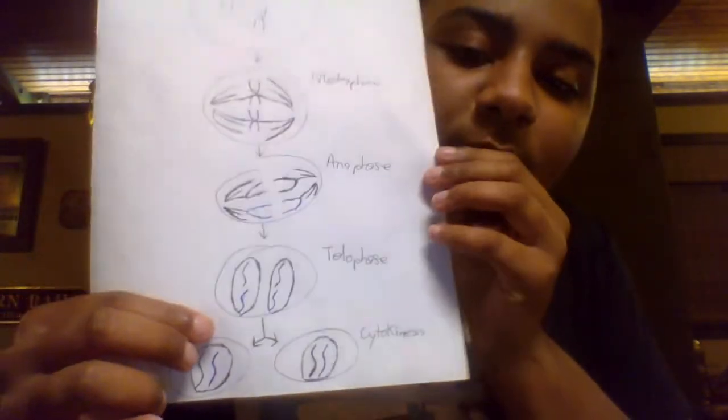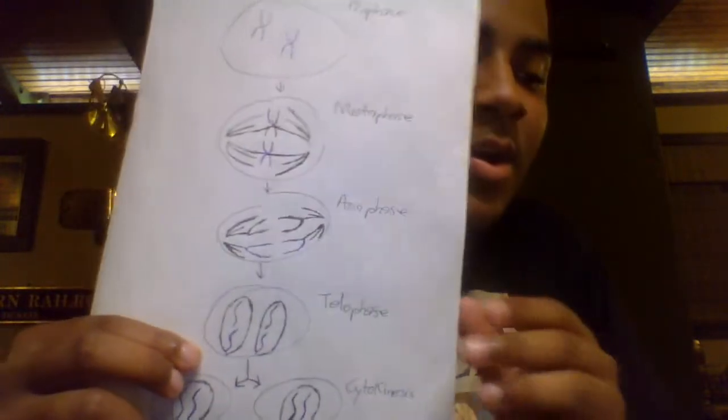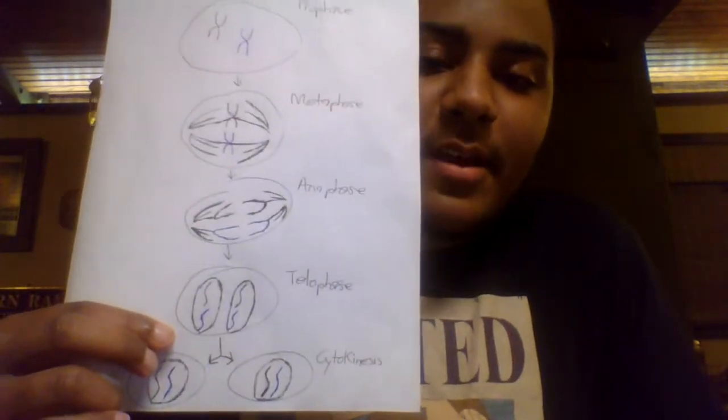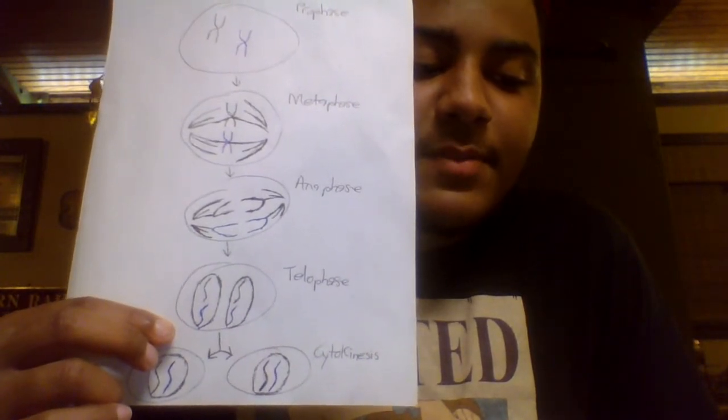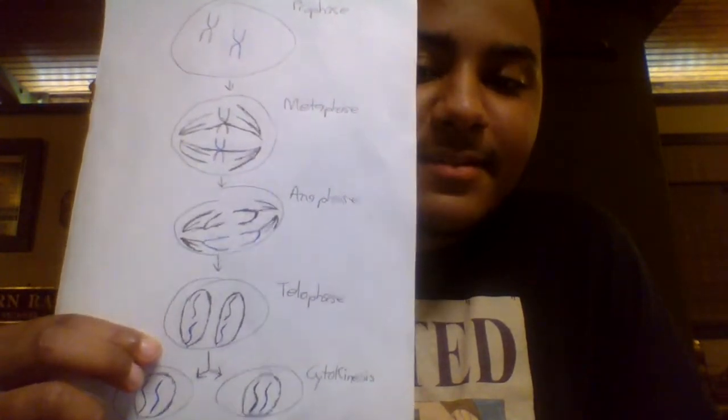And then for the final stage, you've got telophase, where the spindle fibers break down, the nuclear membrane forms, and the chromosomes begin to uncoil and form chromatin.